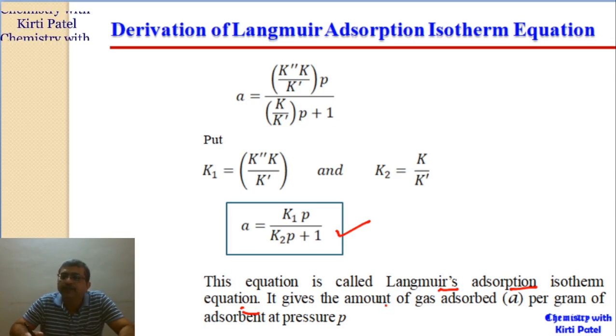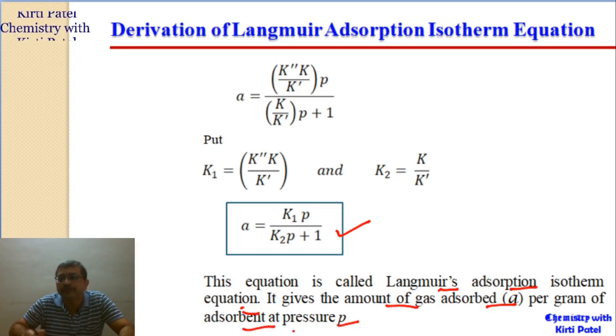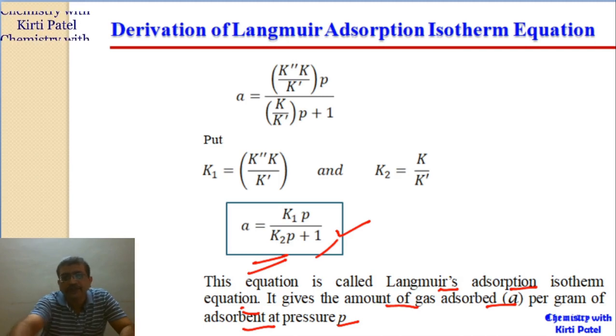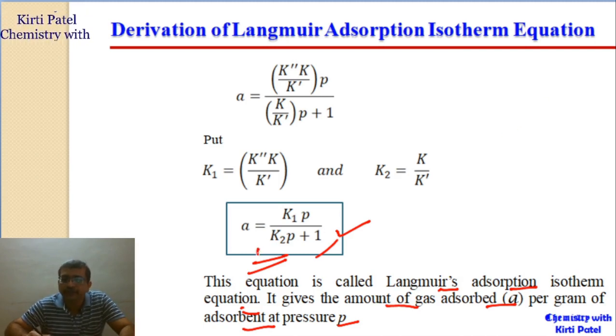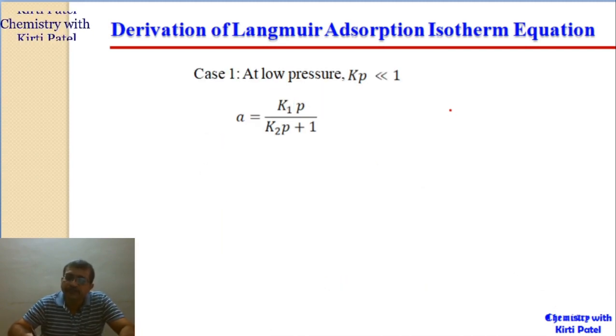And it gives the amount of gas adsorbed per gram of adsorbent at a pressure P. So this equation gives us the capacity of the adsorbent to adsorb a particular gas. How much of a particular gas can be adsorbed over 1 gram of adsorbent can be obtained by this particular equation.